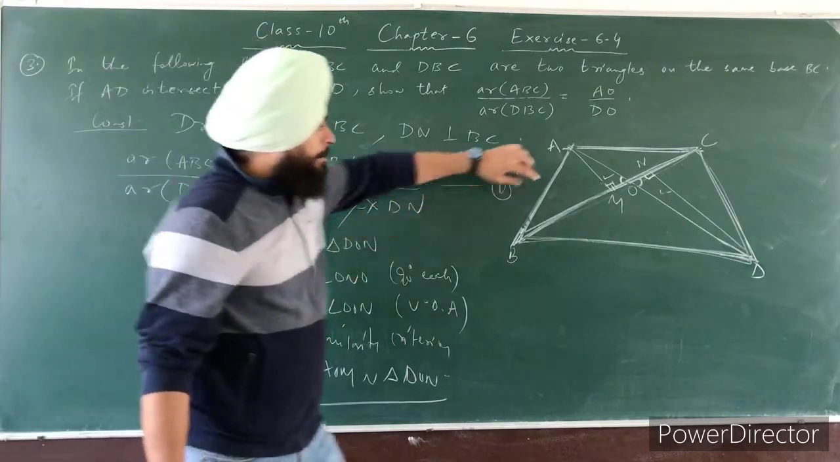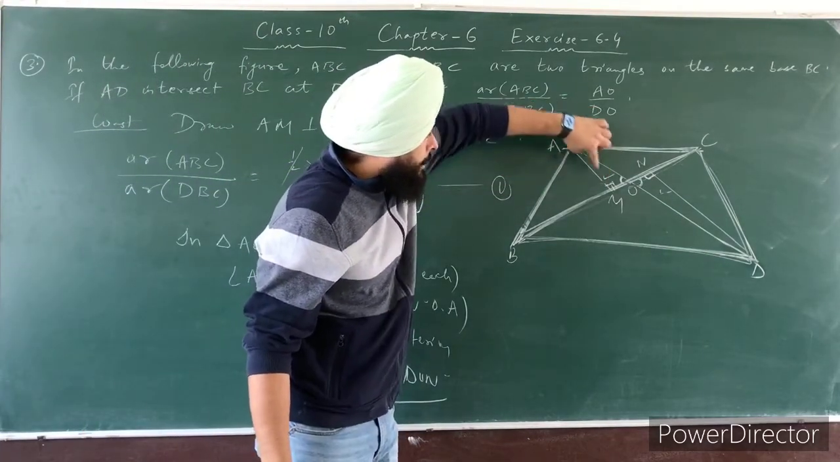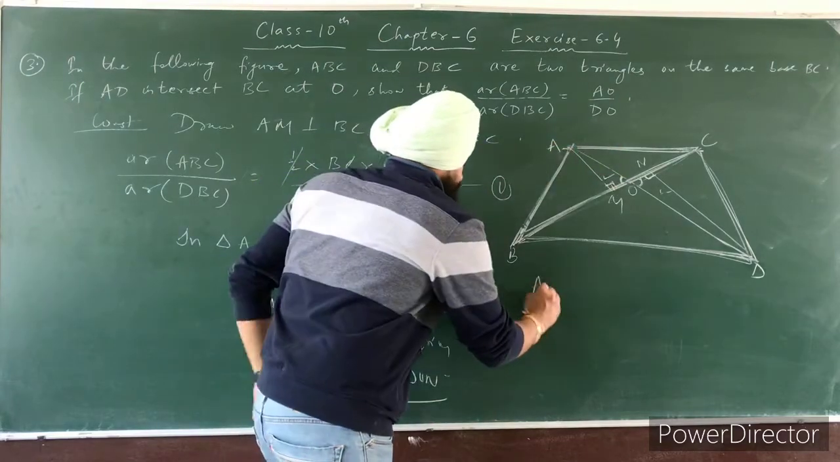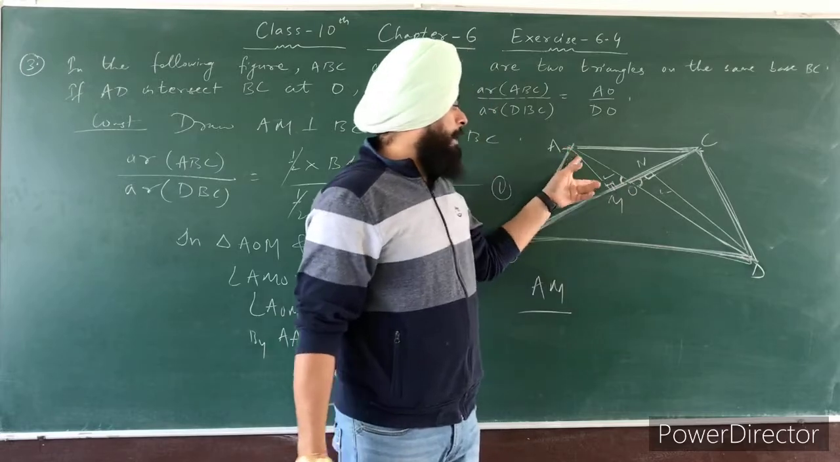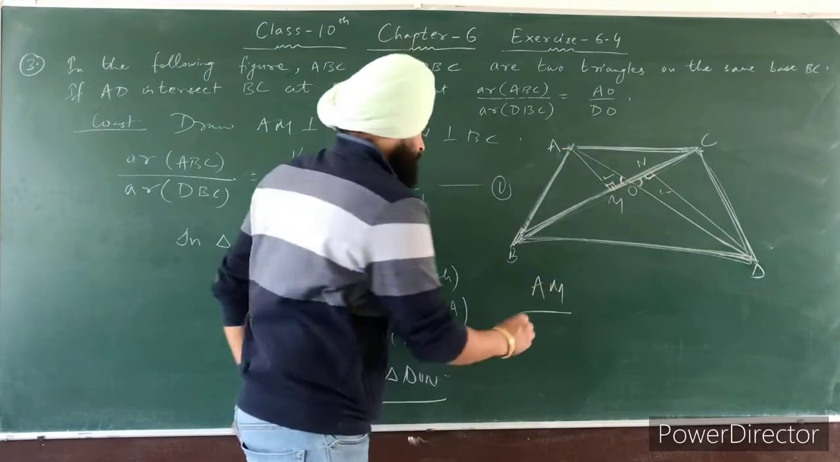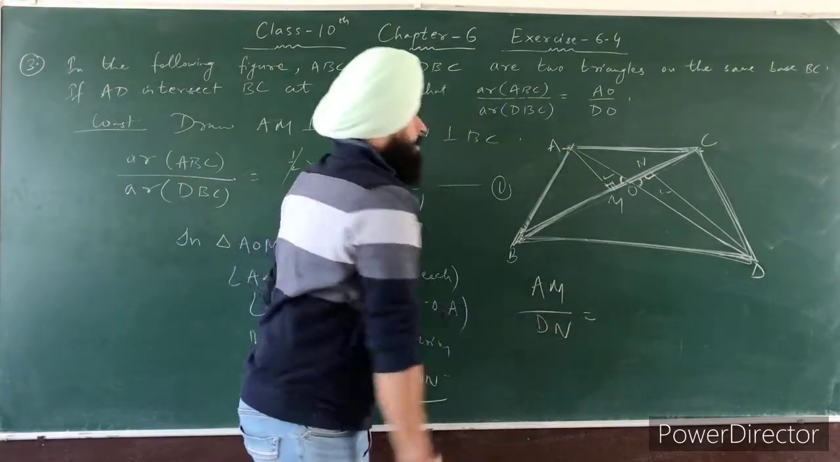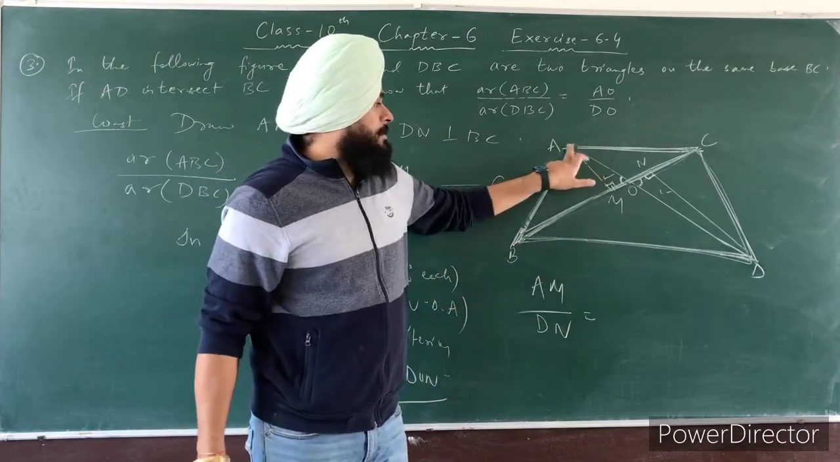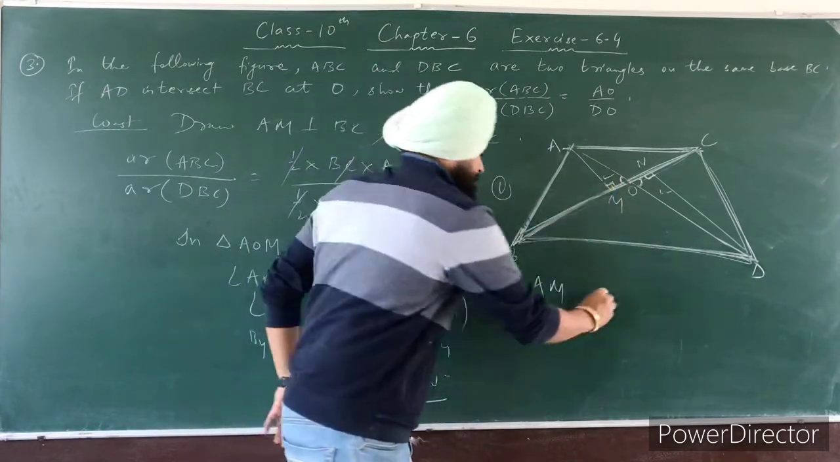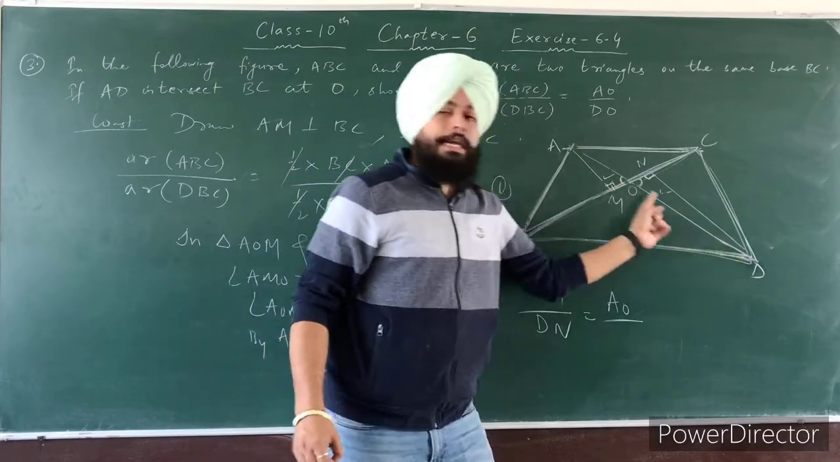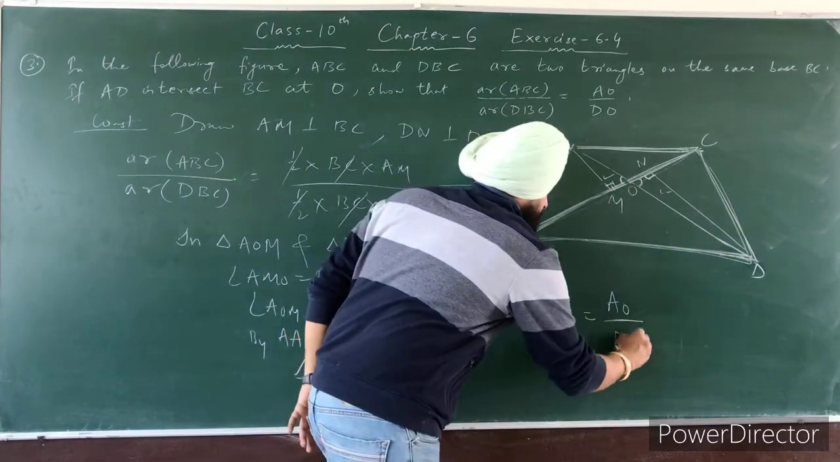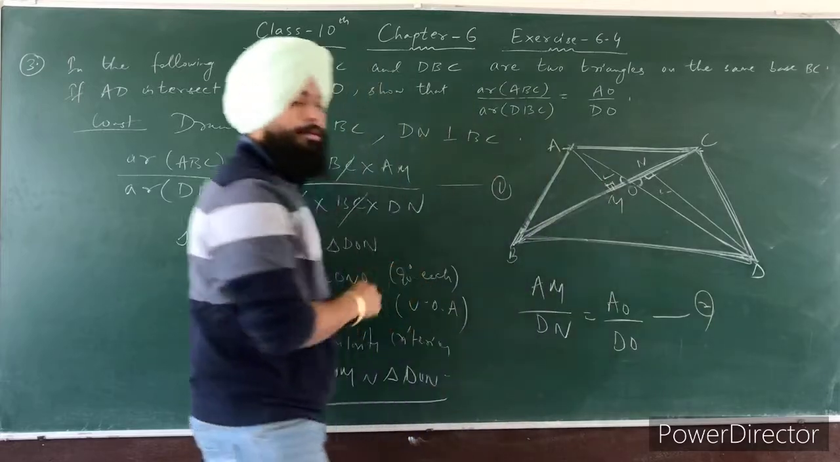So you can see here, in this triangle you can take side AM, and in this triangle the corresponding side to AM is which one? DN. Next one is, take this side AO. So corresponding to AO is which one? DO. Take this equation number 2.